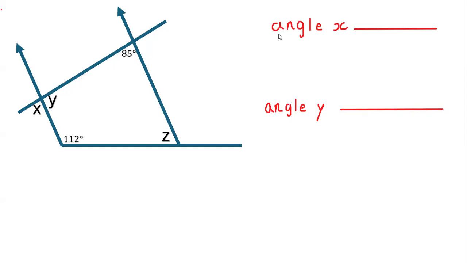All right, so angle X, angle Y, and then we have angle Z. Okay, so angle Z. All right. So we need to figure out how we're gonna get these angles.